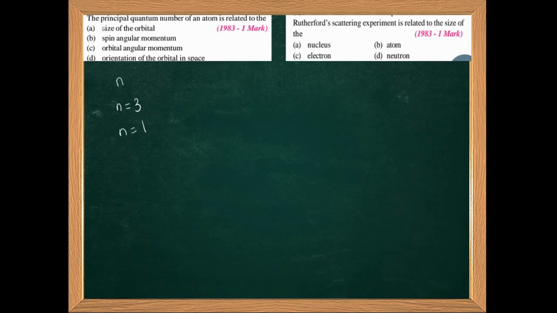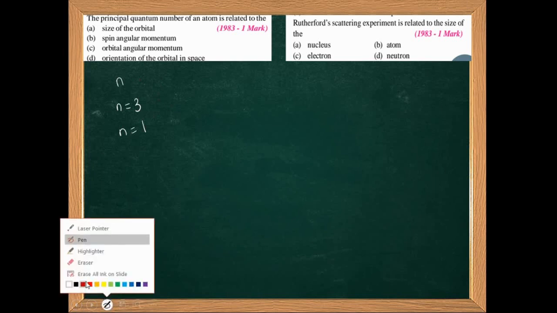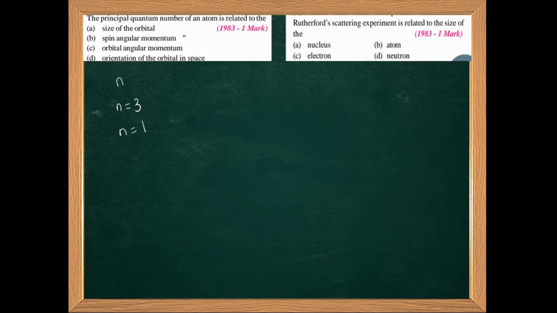If you look at the other options, the spin angular quantum number is given by the value of ms, and not the value of the principal quantum number. Orbital angular momentum is given by l, so this is also not the right answer. And the orientation of the orbital in space is given by the magnetic quantum number. So the right answer is the size of the orbital, which is given by the principal quantum number.